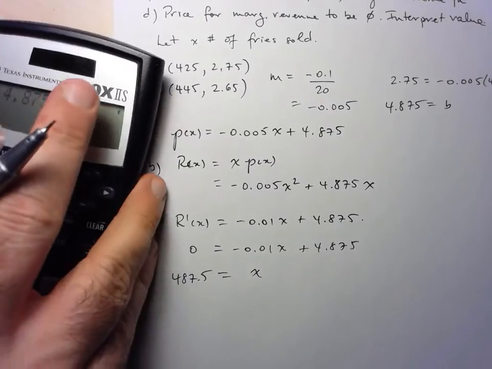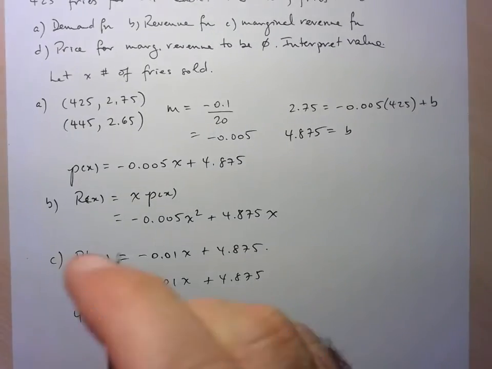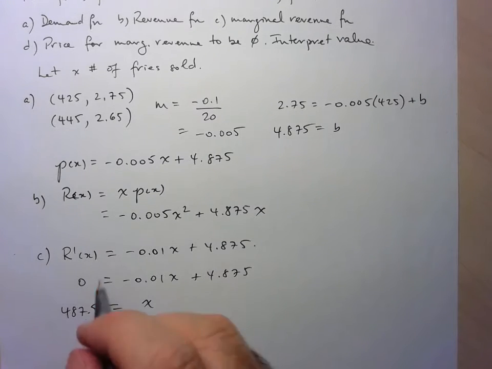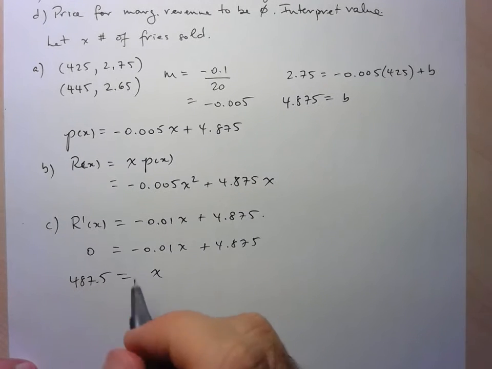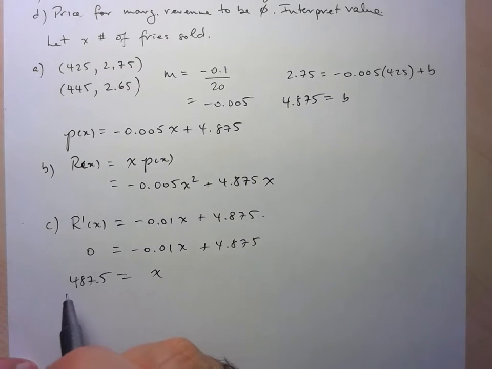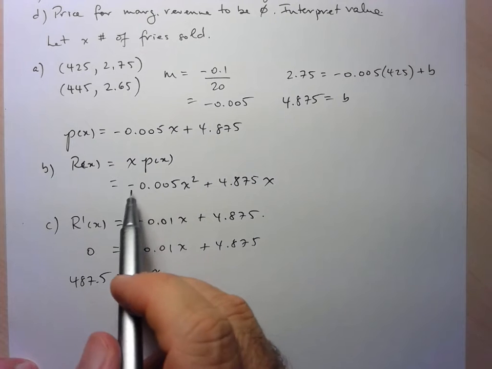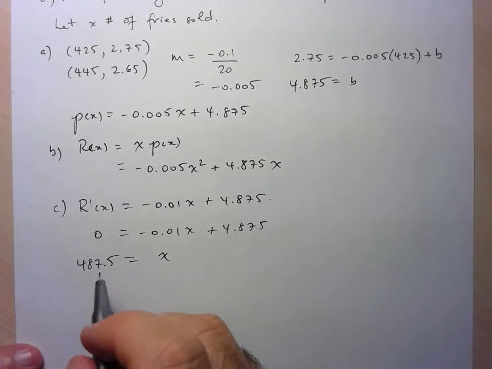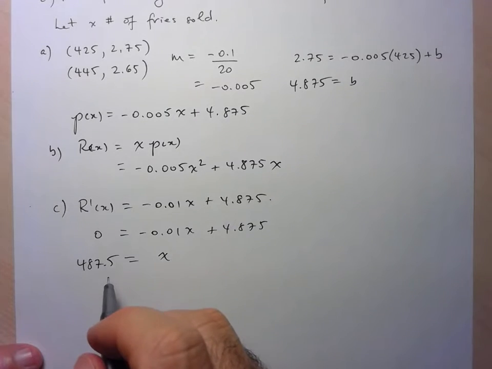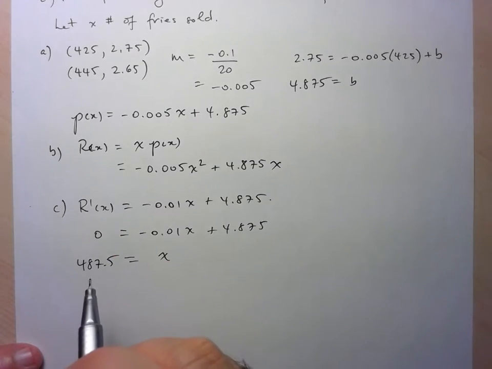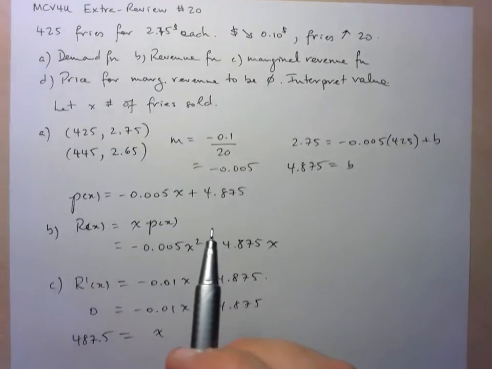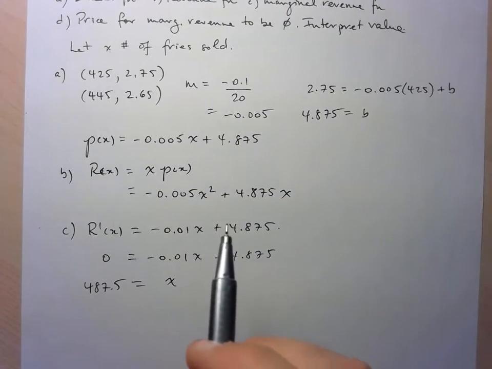Okay, now what this gives us is the number of fries that we sell in order for the marginal revenue to be 0. Okay, but remember, marginal revenue is just the derivative of the revenue function, and if you look at the revenue function, this is just a downward facing parabola, so essentially what we found is the number of fries that are going to give us the maximum revenue. Okay, so that's the interpretation. So what we're finding here is what's going to give us the maximum revenue.